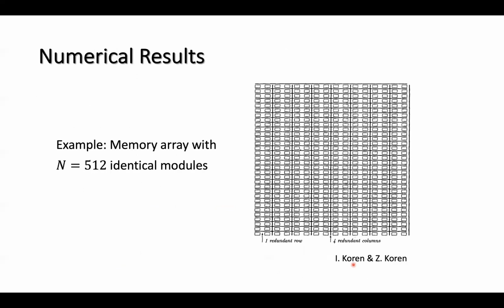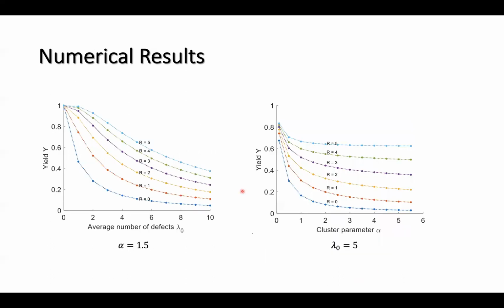Next, I'm going to show some numerical results. I use a memory array as an example because many of its modules are identical, so it is a perfect example for redundancy. This structure is here. It has 512 identical modules, derived from part of the bigger memory array in this paper.